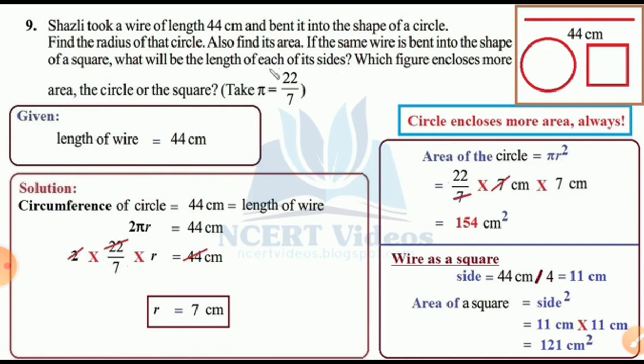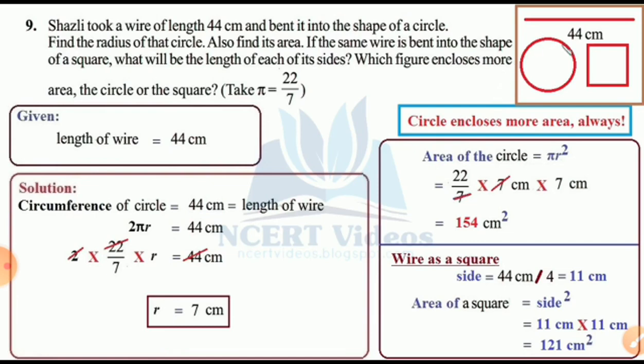My dear student, here you have to find out the areas both ways, and the length of the wire is already given, 44 centimeter. For a circle, we know the circumference of the circle is equal to 44, and it is 2 pi r. You can find the radius r is equal to 7 centimeter, because radius is very important to find the area. Area of the circle is equal to pi r square. Pi r square means 22 upon 7 multiplied by 7 into 7. 7 will cancel. You now have 22 into 7, which gives you 154.